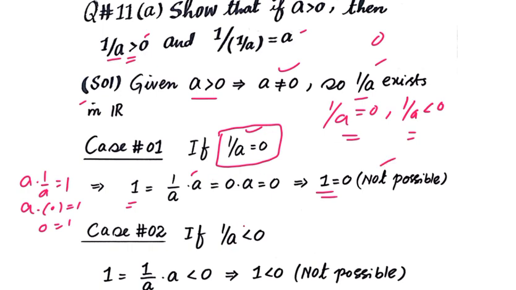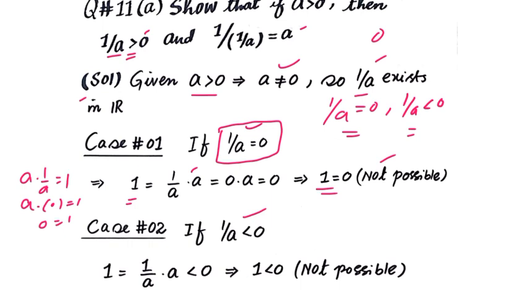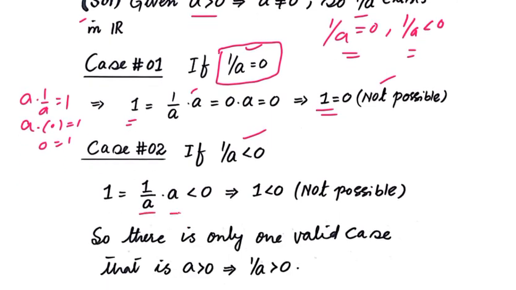In the second case, when 1 over a is less than 0, again we can write 1 over a into a is equal to 1. But if you multiply this inequality by a on both sides, this becomes a into 1 over a less than a into 0, because a is positive, so it will not reverse the sign of inequality. As a into 1 over a is equal to 1 and a into 0 is equal to 0, now we have 1 less than 0. This is not possible because 1 is always greater than 0. So this case is also not valid. So there is only one valid case: if a is greater than 0, then its reciprocal will always be greater than 0.